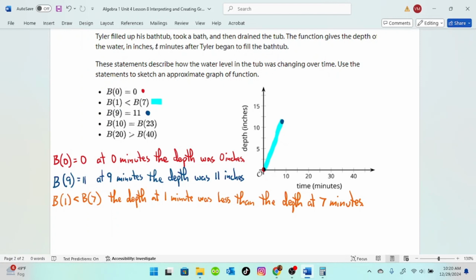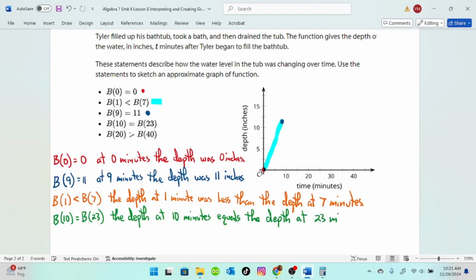The fourth description they gave us is that b of 10 equals b of 23. That means the depth at 10 minutes equals the depth at 23 minutes.